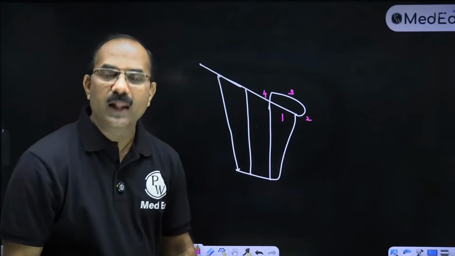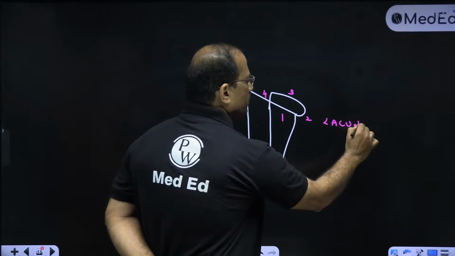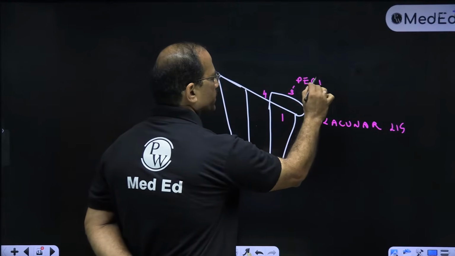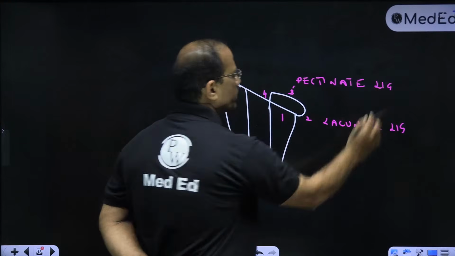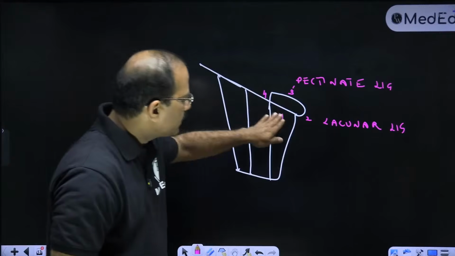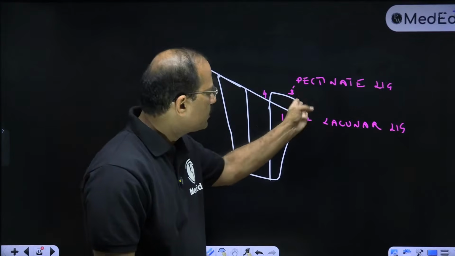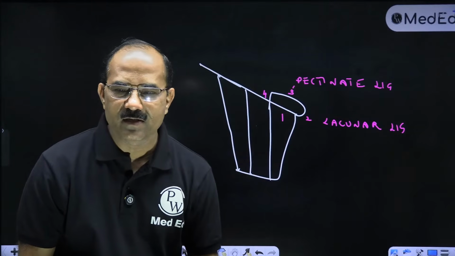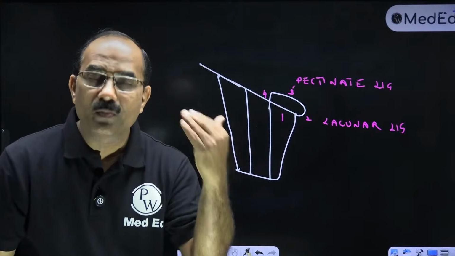Medially is the lacunar ligament. Lacunar ligament. And posteriorly is the pectinate ligament. Pectinate ligament or the Cooper's ligament. Cooper's ligament. So anteriorly is the inguinal ligament, जिसका दूसरा नाम है Poupart's ligament. Medially is the lacunar ligament or the Gimbernat's ligament. Posteriorly is the pectinate ligament or the Cooper's ligament.